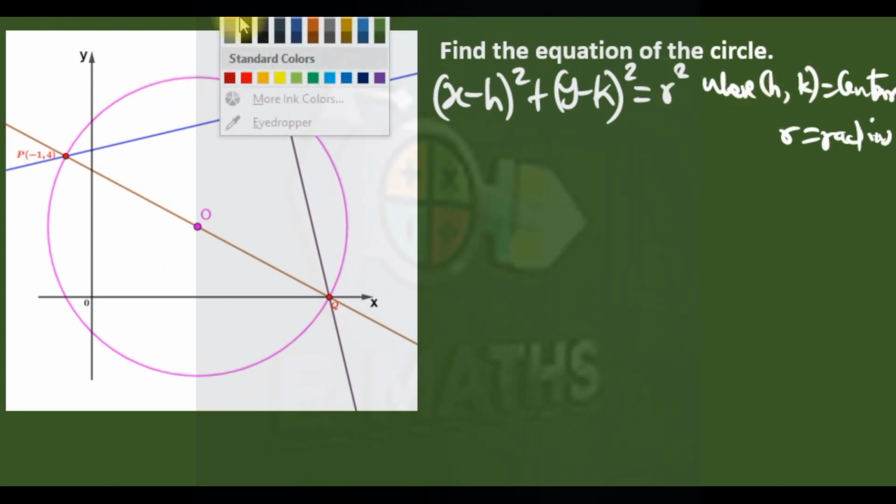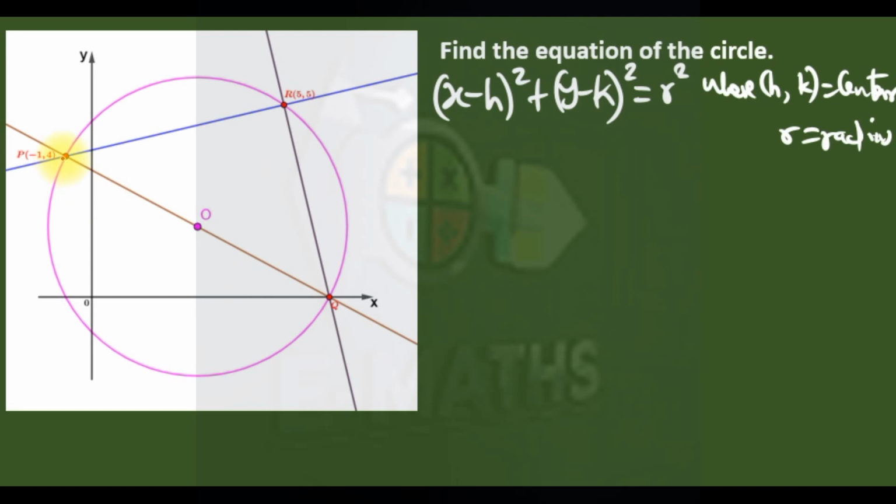Looking at this diagram, we are given the vertices of this triangle. And what can you get from that? As you can see, PQ is the diameter. So once we know the coordinate of Q, the midpoint is our center, and the length from here to here, or from here to here, is the radius of the circle.